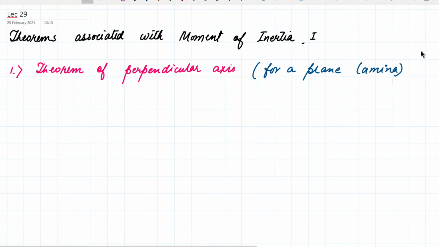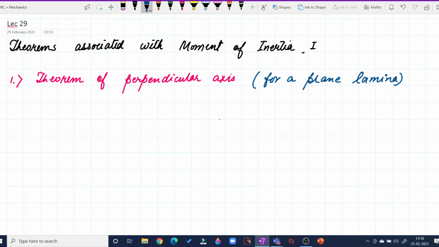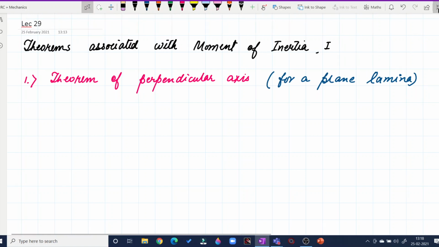Theorem of perpendicular axis for a plane lamina. It simply states that the moment of inertia of a plane surface, okay, plane lamina means it's a plane surface, it's not a 3D object, it's a 2D object. If you want to find the moment of inertia with respect to an axis which is perpendicular to the plane, then you can do it by adding up the moment of inertia of the same plane with respect to two axes on the plane perpendicular to each other passing through the intersection. Let me do a little derivation and then give the statement.